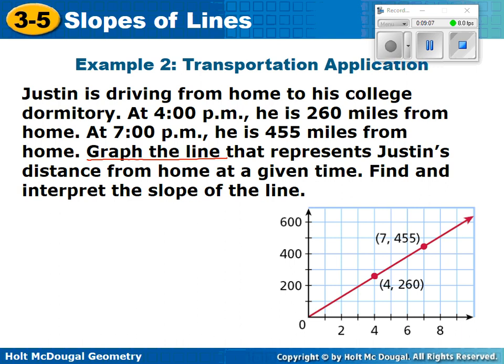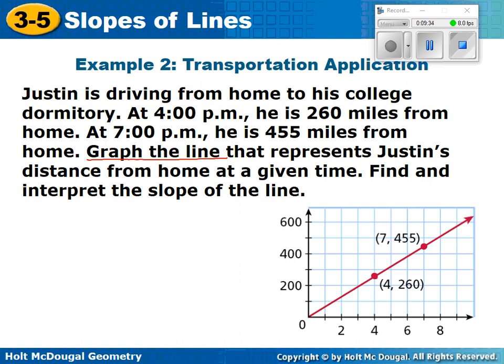Graph the line that represents Justin's distance from home at a given time. Find and interpret the slope of the line. So first of all, when you go to your graph, I expect you to label your axes as to which one stands for what variable and what it is representing in your problem. So if we have an X and a Y, this is something we didn't write on the board that we may want to add to our review notes.